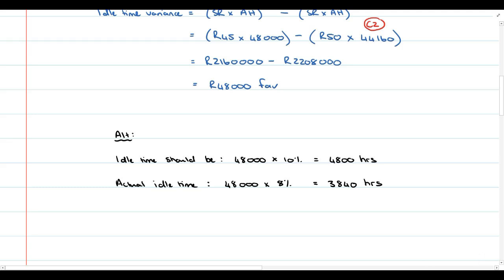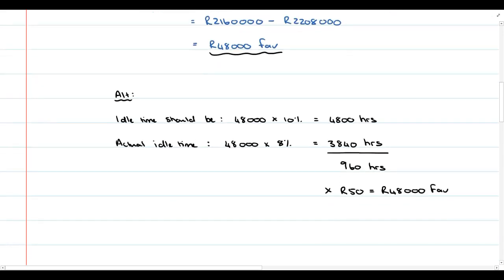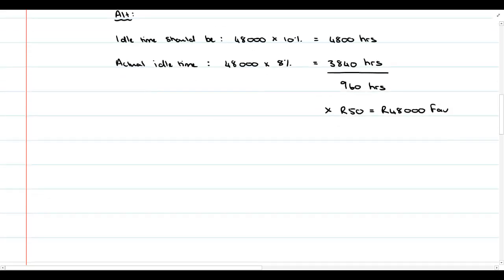Okay, so they should have been idle for 4,800 hours. They were actually only idle for 3,840 hours. So calculate the difference between those two. That gives us 960 hours. We then multiply that by the standard rate per work hour, which is 50 Rand. And once again, you'll see we come back to exactly the same variance of 48,000 Rand. And the variance is favorable because the actual idle time was less than what it should be according to the standard. All right, then lastly, we just need to calculate the labor efficiency variance.